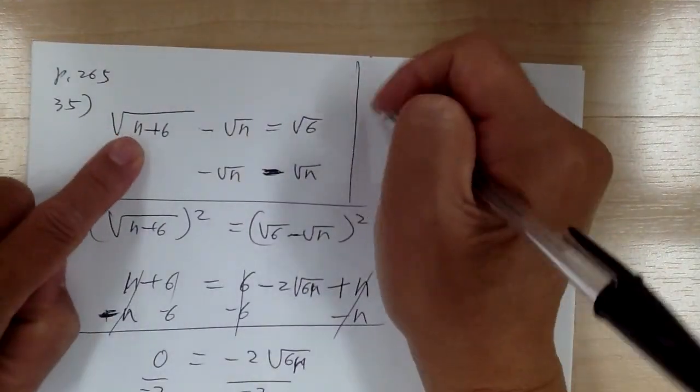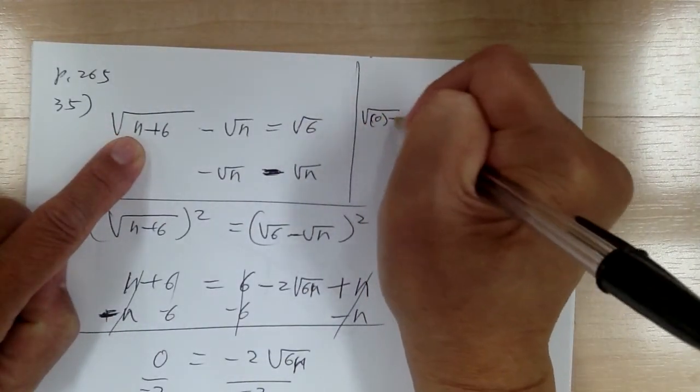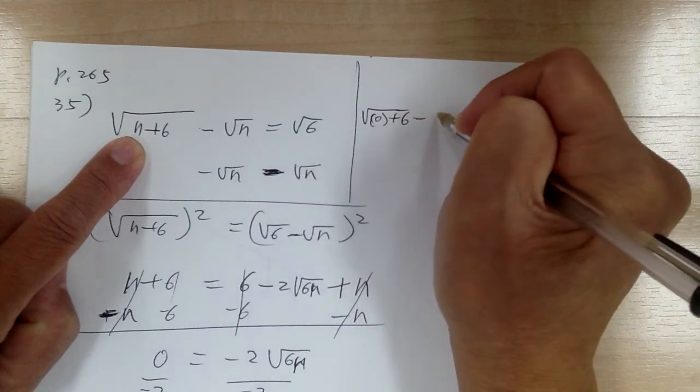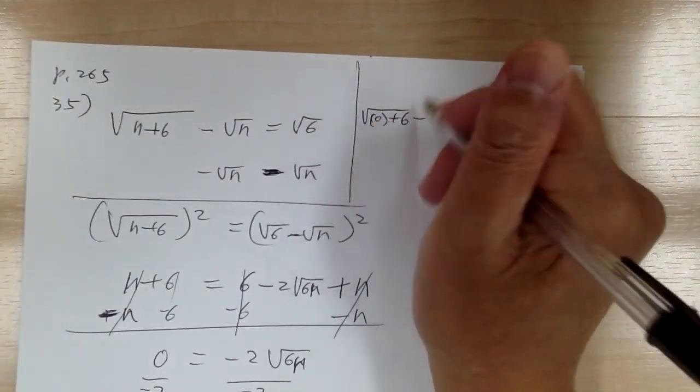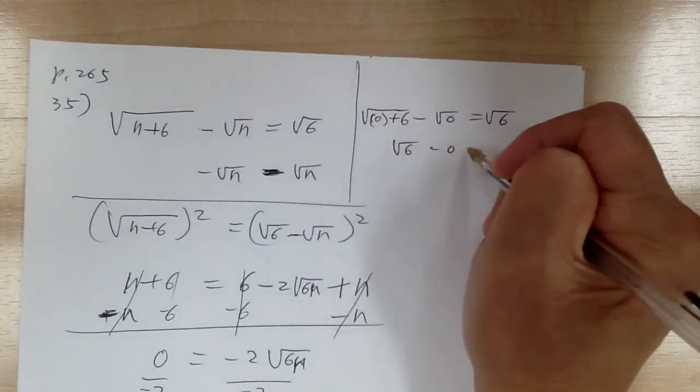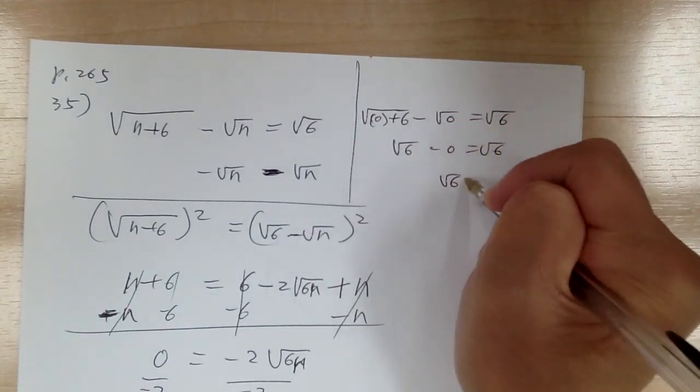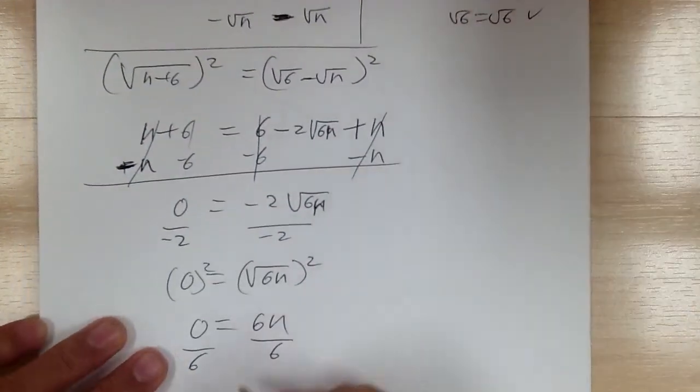Okay, so now let's go and check. So you got square root of 0 plus 6 minus square root of 0 equal to square root of 6. Okay, so this one you get square root of 6 minus 0 equal to square root of 6. So you got square root of 6 equal to square root of 6. Check. Okay, so this one is good.